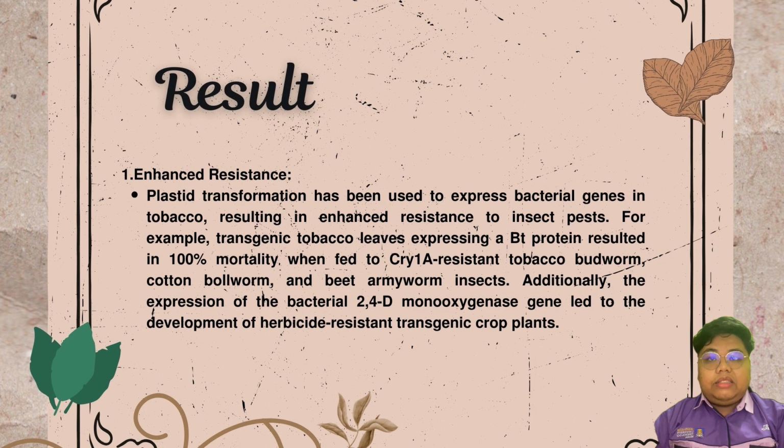So first, enhanced resistance. Plastid transformation has been used to express bacterial genes in tobacco, resulting in enhanced resistance to insect pests. For example, transgenic tobacco leaf expressing a Bt protein resulted in 100% mortality when fed to Cry1A-resistant tobacco budworm, cotton bollworm, and beet armyworm insects. Additionally, the expression of the bacterial 2,4-D monooxygenase gene led to the development of herbicide-resistant transgenic crop plants.